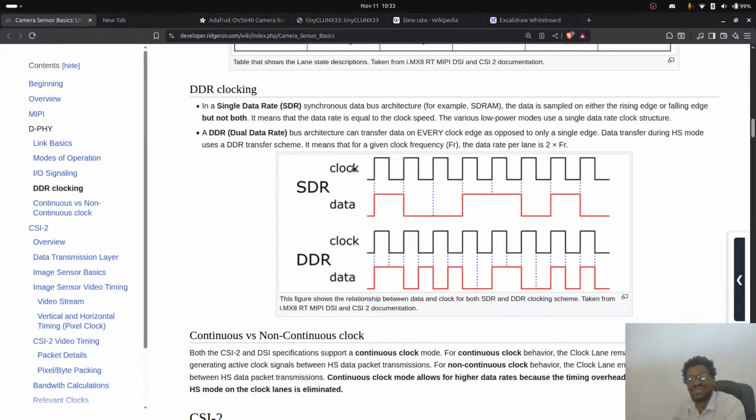And here you go. In single data rate, this is the clock. You sample here, here, here, and so on, and you'll get 1, 2, 3, 4, 5, 6, 7, 8 bits. On double data rate, since you're sampling at both edges of the clock, you sample here, here, and so on, and you get 1 through 16 bits. So you get double the amount of data for the same amount of time.